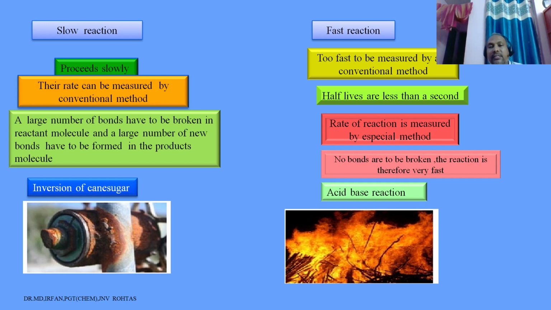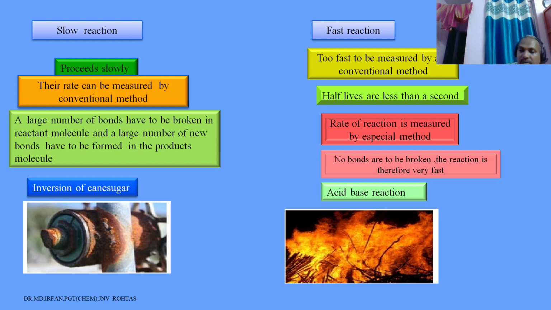Next is the fast reaction. These reactions are very fast. They are too fast to be measured by any conventional method. Therefore, they are measured by special methods. Their half-lives are less than a second. In such cases, there is no need to break bonds between the reactants, and no need to form bonds in the products. For example, an acid-base reaction. Next, see the diagrams: burning of fire, burning of fuel, explosion, etc. These are very fast reactions.